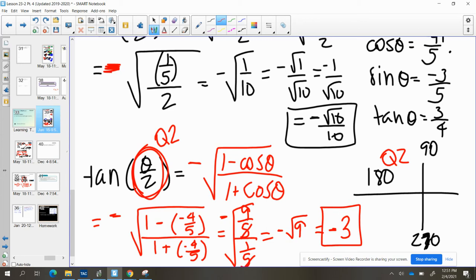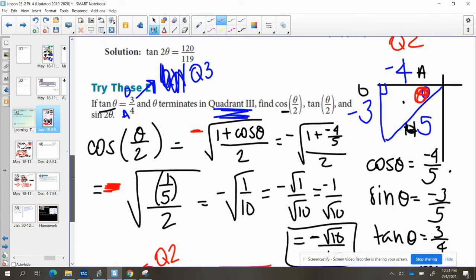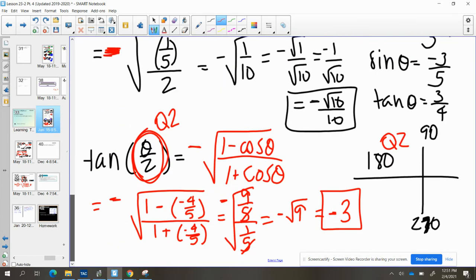Okay. So again, those 5's canceling out. So again, my apologies about misspeaking about this one. Because our half angle is in quadrant 2, because of the way half of quadrant 3 is, that's why these are going to be negative, because tangent and cosine are both negative in quadrant 2.